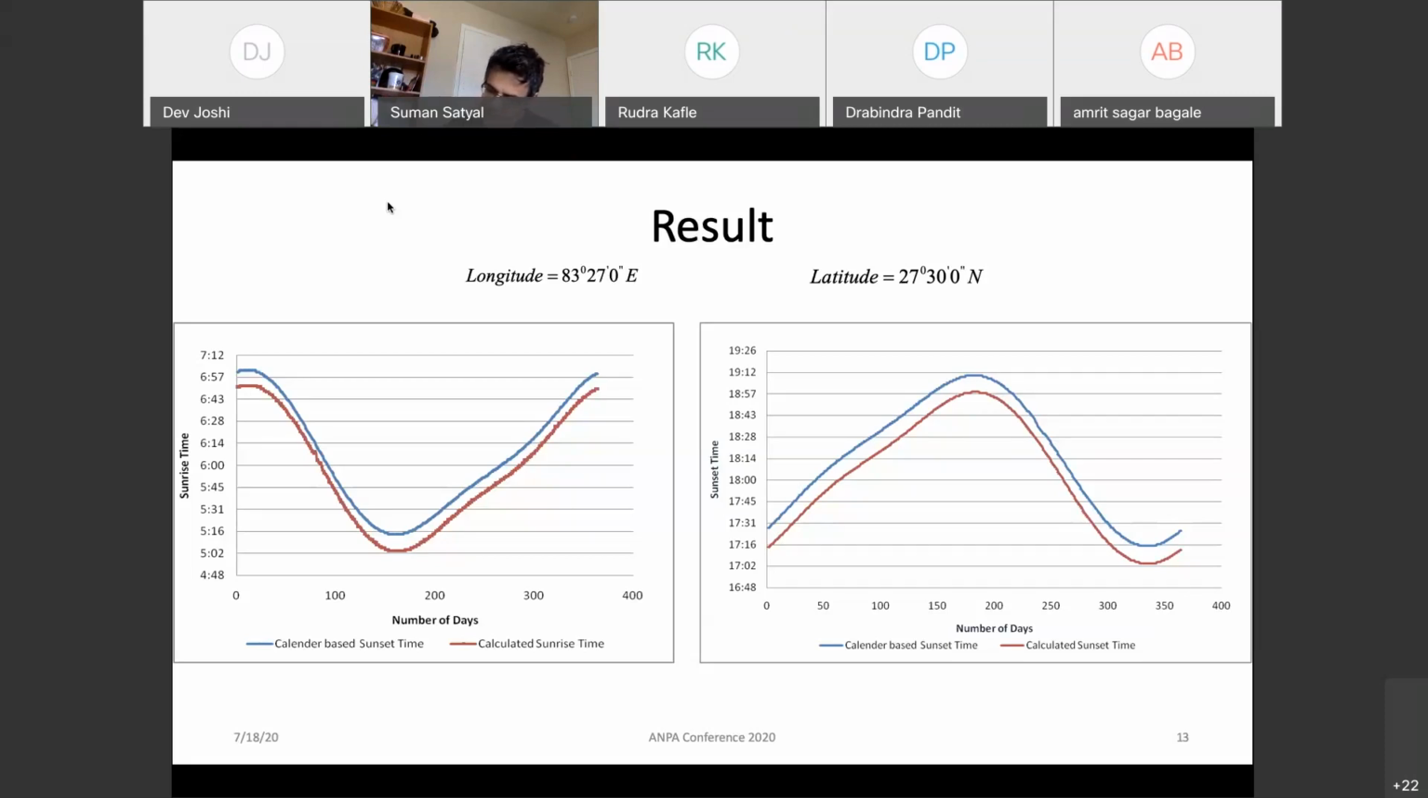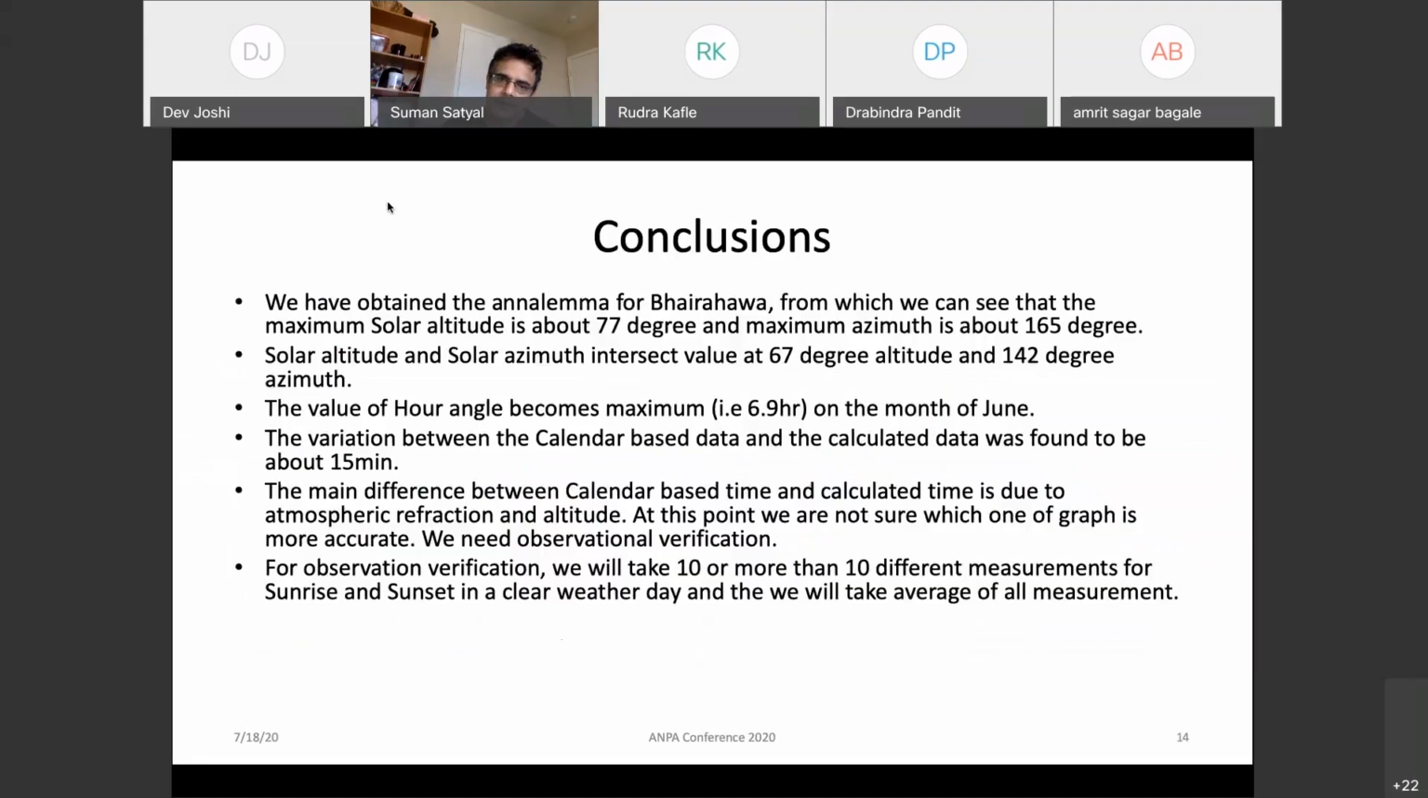We have calculated this data for the location. In the previous sections, we have seen that the solar altitude is maximum at 77 degrees and the azimuth is 165 degrees. The solar position of the sun is tracked with 67 degree altitude and 142 degree azimuth. The value of the hour angle is maximum at this point of azimuth. The variation between the calendar data and the calculated data was found to be about 15 minutes, and the difference can be the effect of atmospheric refraction and altitude.